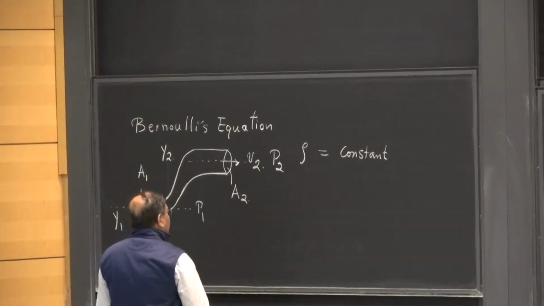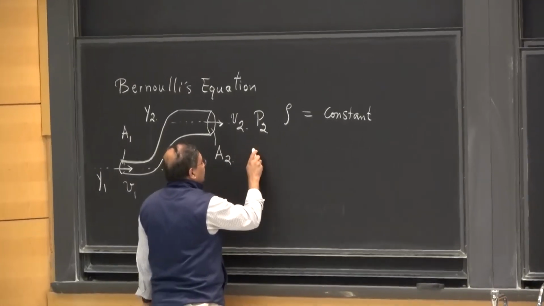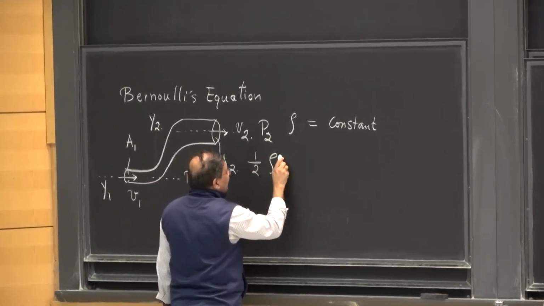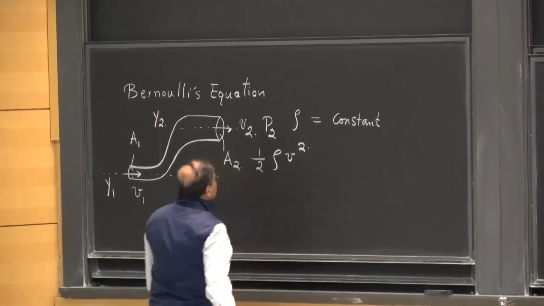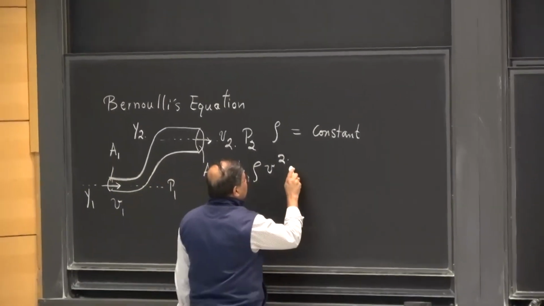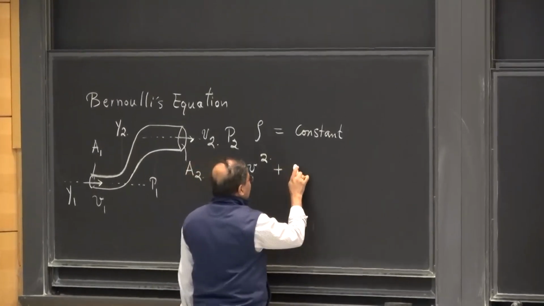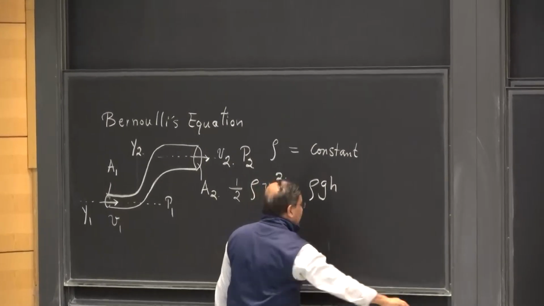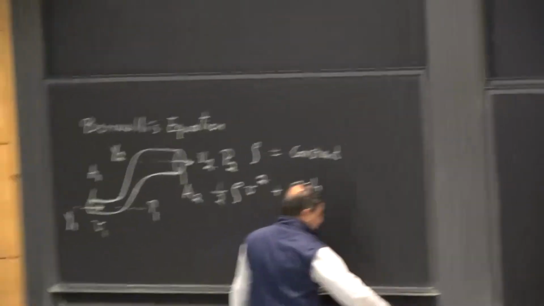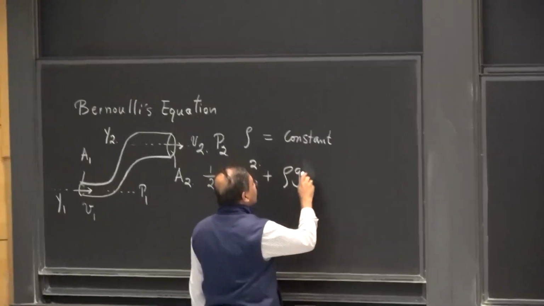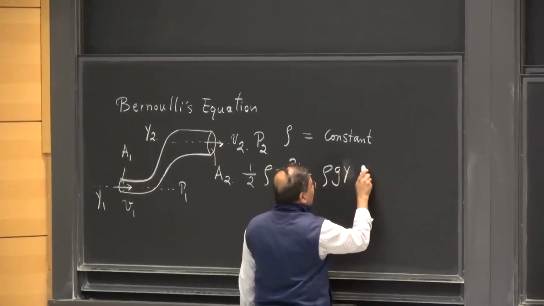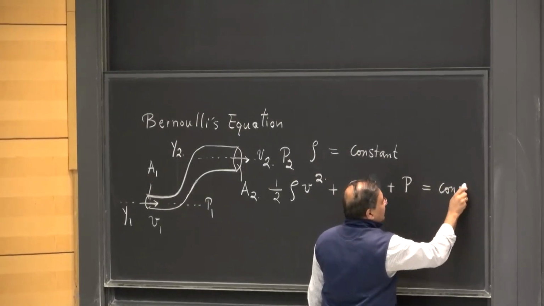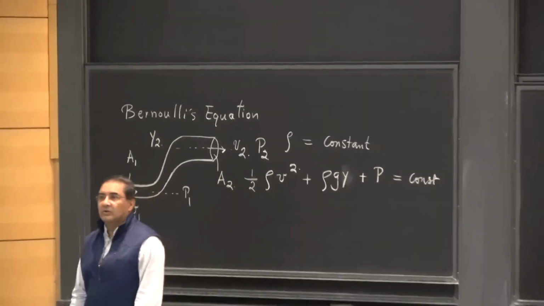So Bernoulli's equation basically says the following. It says 1/2 the density times the velocity squared, plus the potential energy density actually, and I'll tell you in a moment. In this case, let me call it rho g y, because I'm using y, plus the pressure. These three quantities end up being a constant. That's all that Bernoulli's equation really tells us.